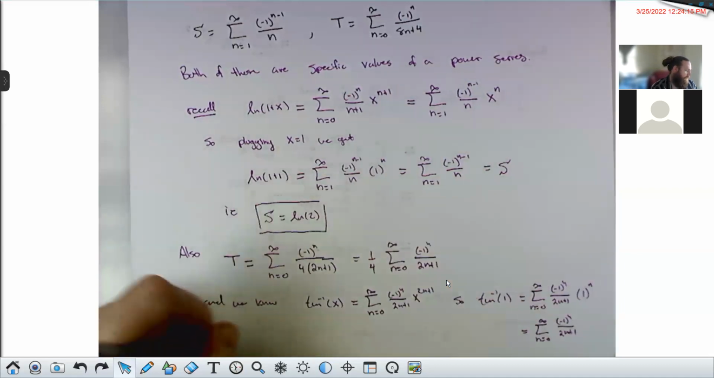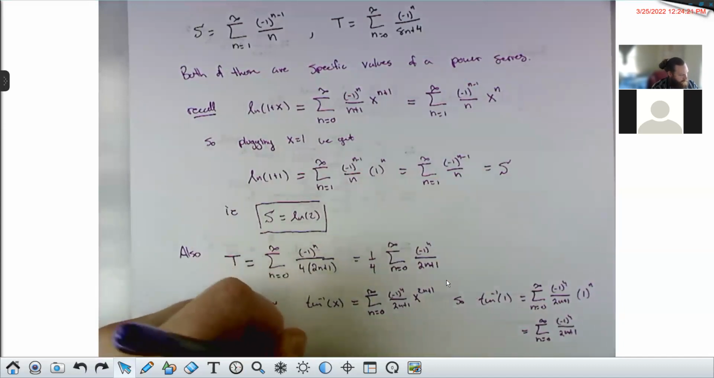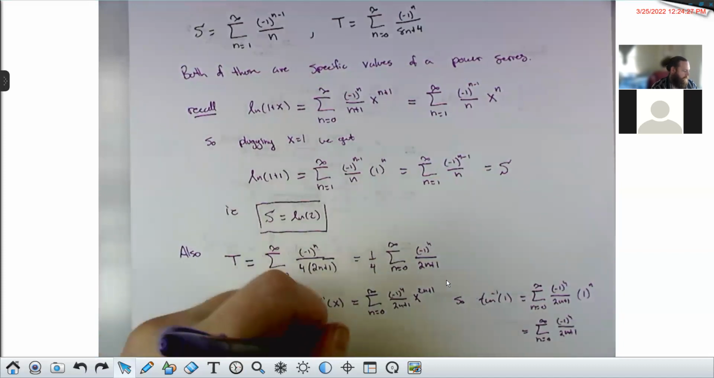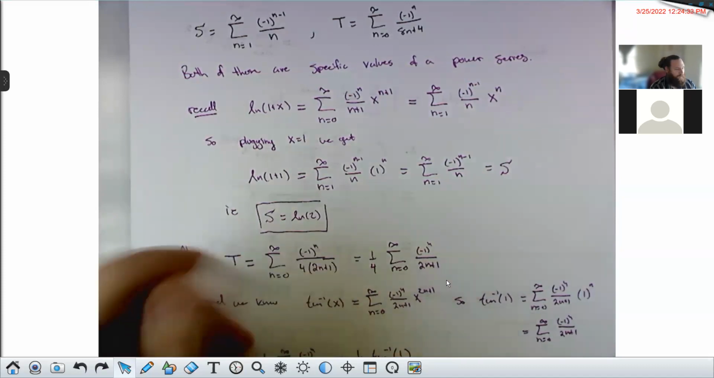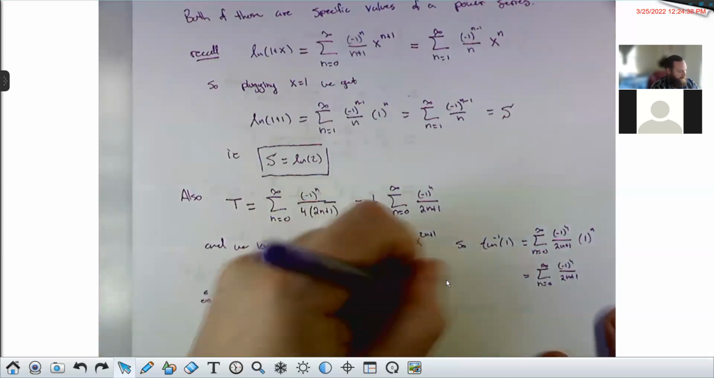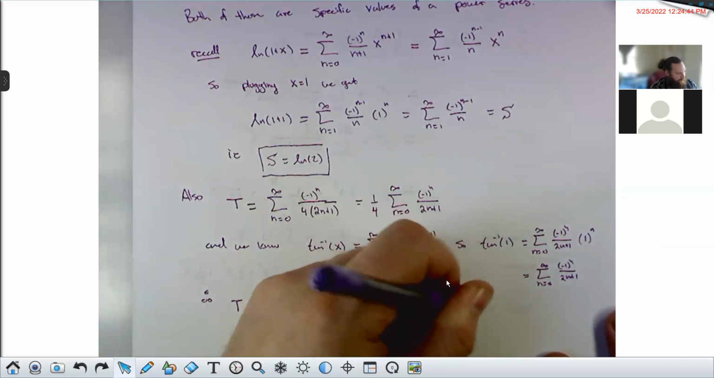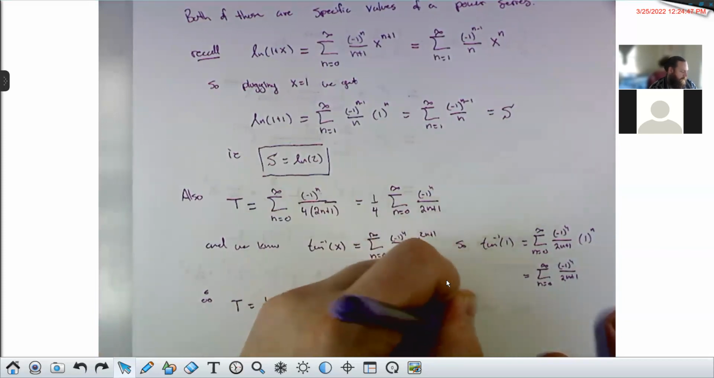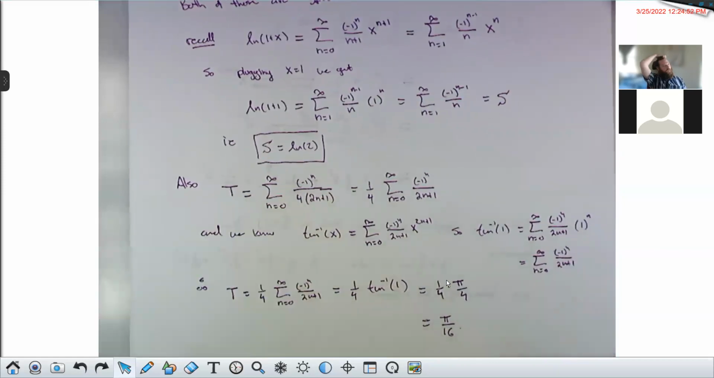Therefore, t is 1/4 sigma n from 0 to infinity, negative 1 to the n over 2n plus 1, which is 1/4 times the inverse tangent of 1. And the inverse tangent of 1 is pi over 4. So this is 1/4 times pi over 4, which is pi over 16. So that second series has to add up to pi over 16.